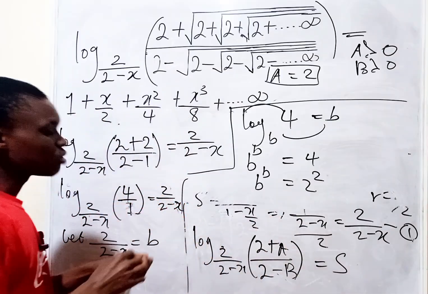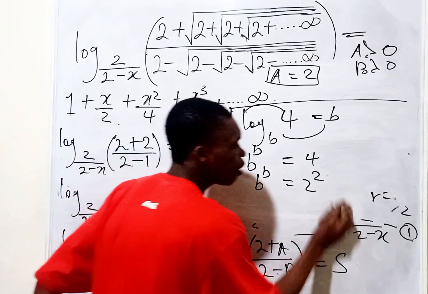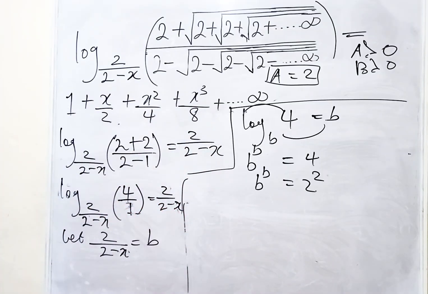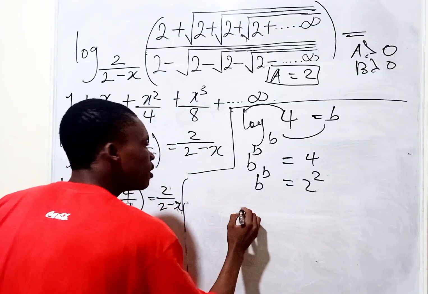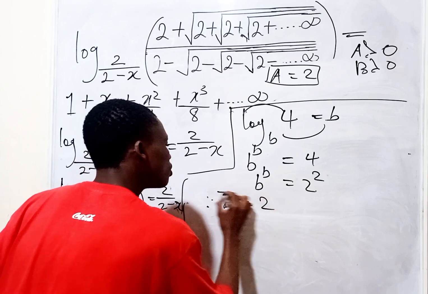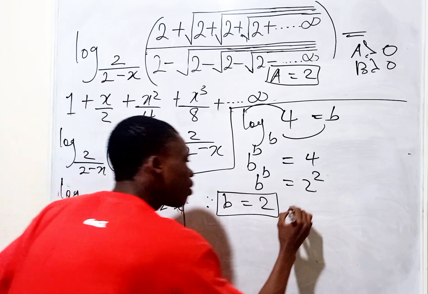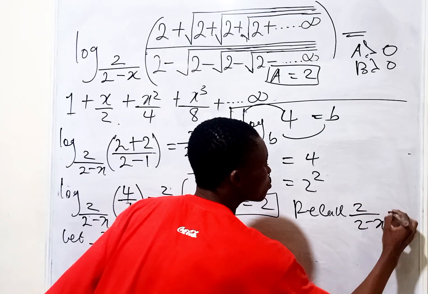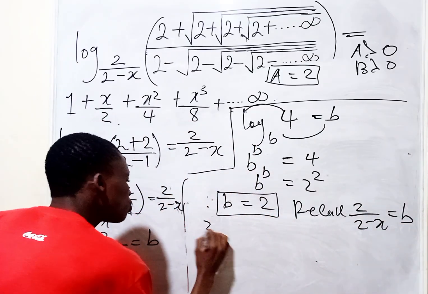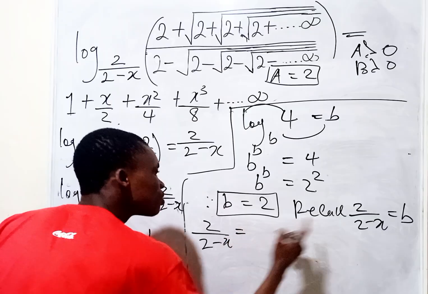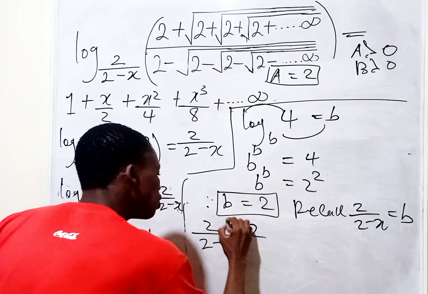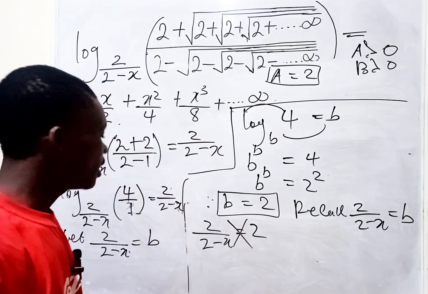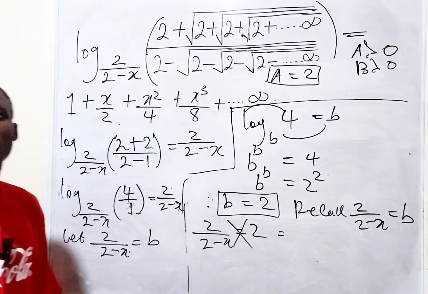So b must be equal to 2 because the bases and the powers are the same. So b must be equal to what? 2. So therefore b equals 2. So now recall that 2 all over 2 minus x was equal to a letter b. So we say 2 all over 2 minus x equals, our b here was 2. So to find x, we'll cross multiply because we are asked to find the value of x in this problem.